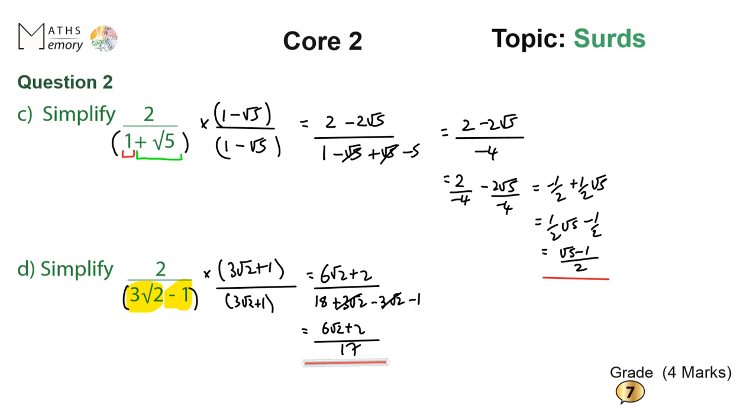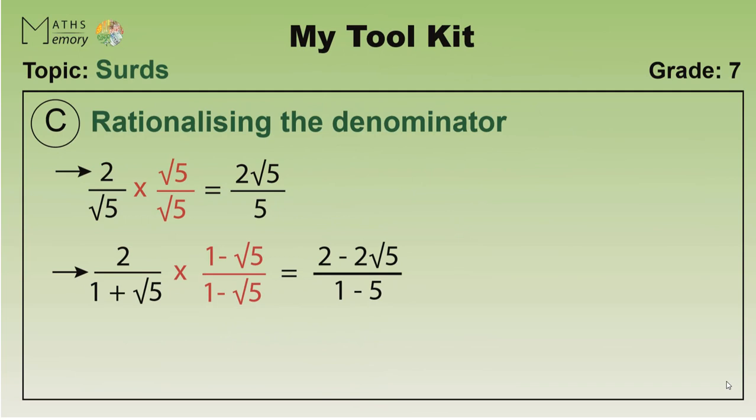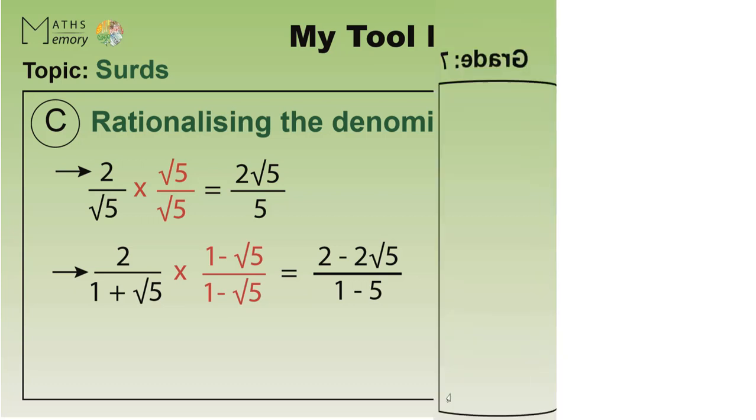So again, look through these questions. If you get your toolkit out and go to section C, please, and write this subheading, rationalizing the denominator. So you should have understood two different types of using this technique. So press pause and write these two examples down, please.